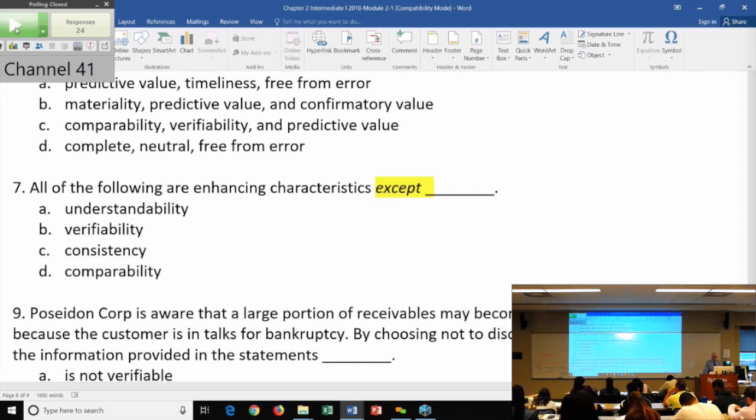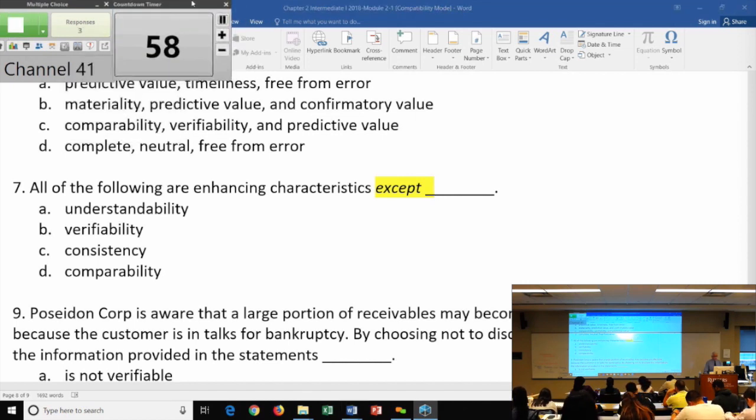All right, number 7, let's try this one together. Which is not, in other words, what is not an enhancing characteristic? Again, I guess this one you have to memorize, but again, you've got to know what's inside. So what is not enhancing?